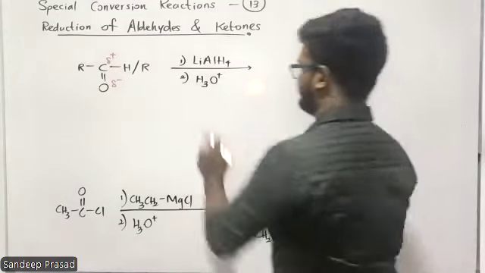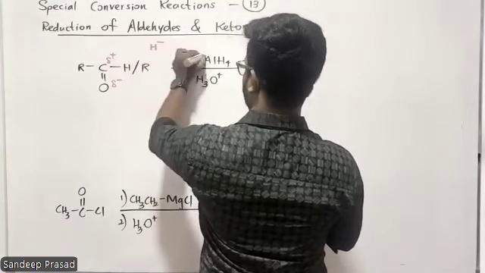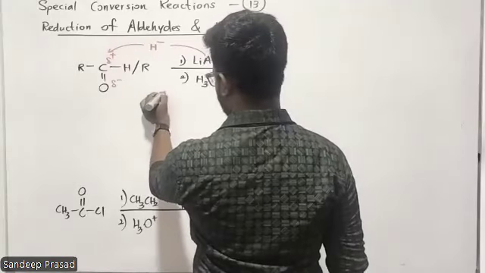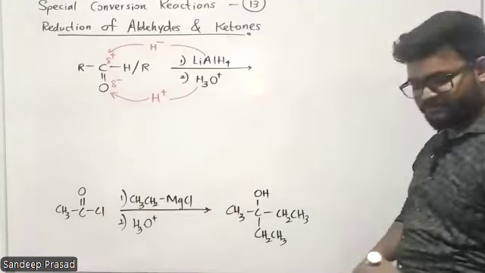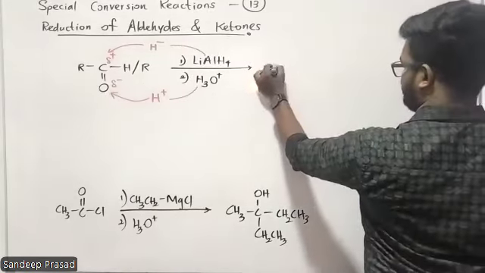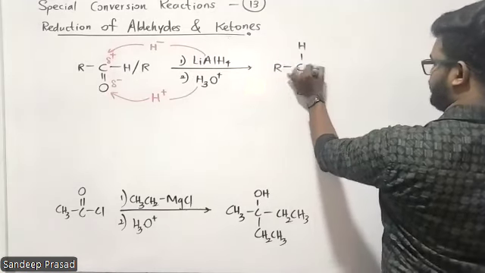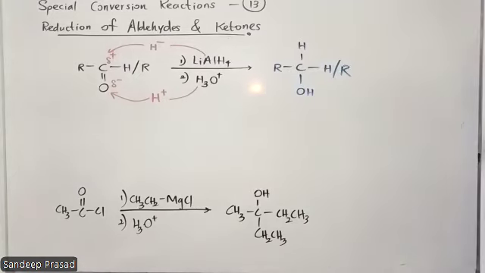Remember, students, this lithium aluminium hydride is giving H minus, hydride, to this carbon atom. H3O plus is giving H plus to this oxygen atom. Then what is the product produced? We can say that is an alcohol: H here, OH.